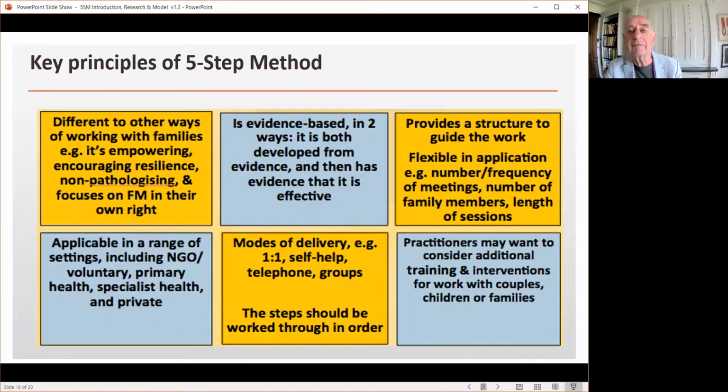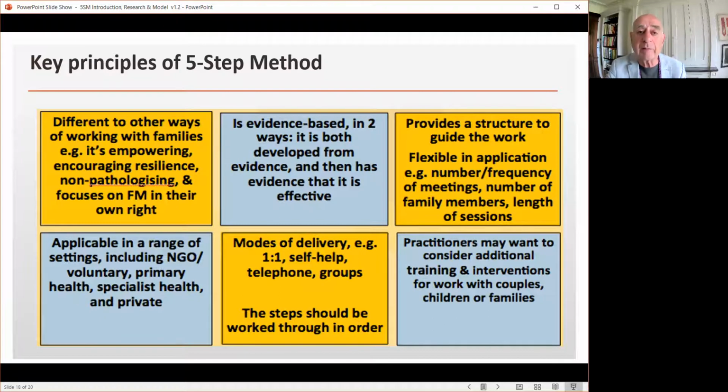So let me just underline the key principles of the 5-step method. Firstly, it's different to other ways of working with families. It's empowering. It's encouraging of resilience, it's non-pathologizing. We don't blame family members, we don't tell them that they're codependent, that they have an illness, that they're enabling their user to behave in certain ways. We don't use language like that.